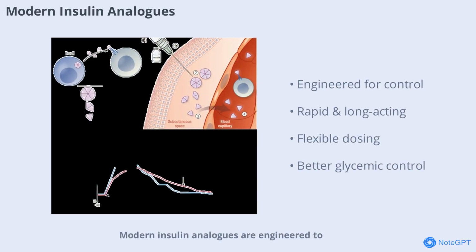Modern insulin analogs are engineered to better mimic the body's natural insulin secretion. These analogs have structural modifications that alter their absorption, onset, and duration of action. Rapid-acting analogs absorb quickly for mealtime control, while long-acting analogs provide steady basal insulin. This allows for more flexible and effective diabetes management, reducing the risk of both high and low blood sugar episodes.